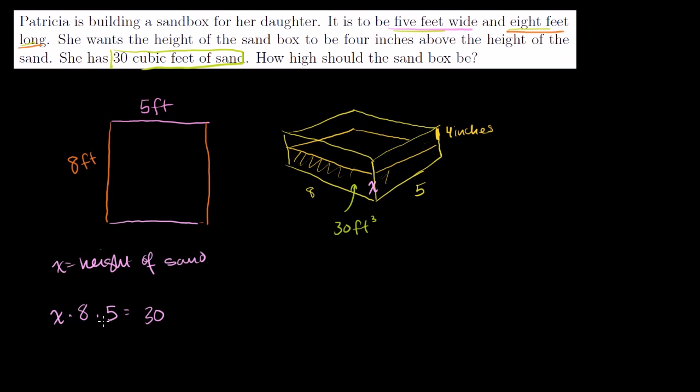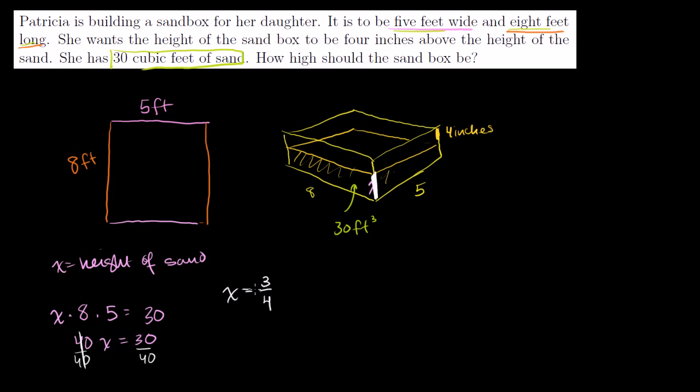So what is this? 8 times 5 is 40. So we get 40x is equal to 30. If we divide both sides of the equation by 40, you get x is equal to, that just becomes an x. X is equal to 30 over 40, or it equals 3/4 of a foot. So this right here is going to be 3/4 of a foot.